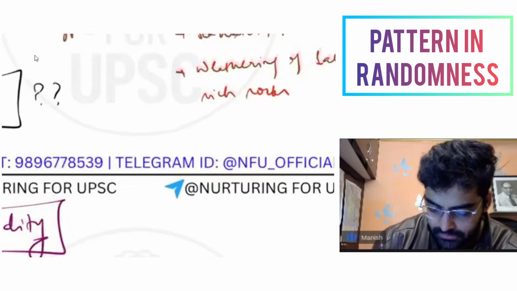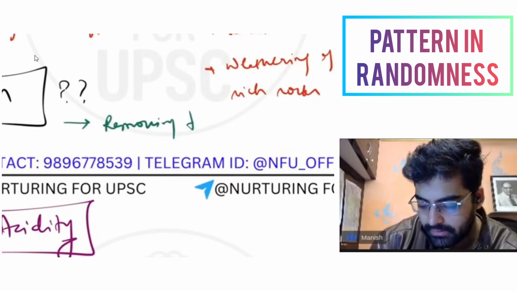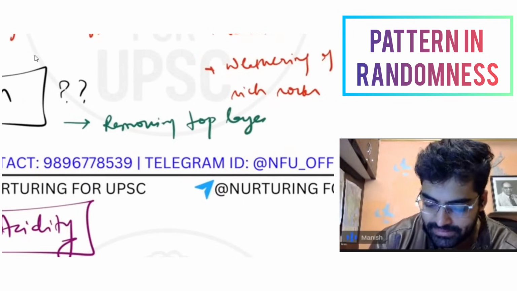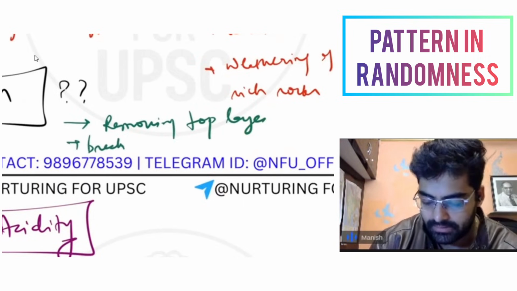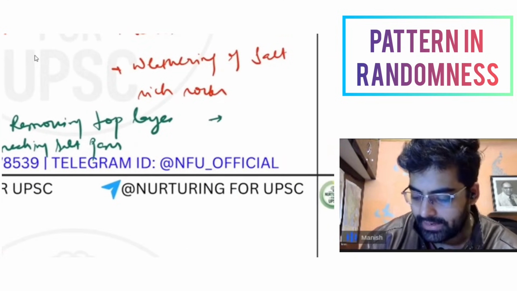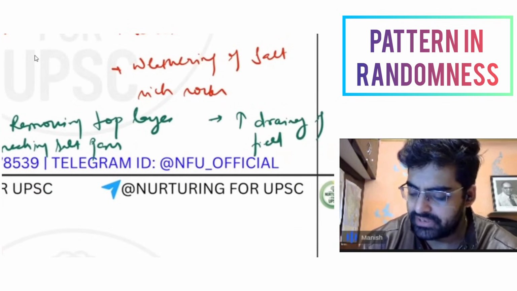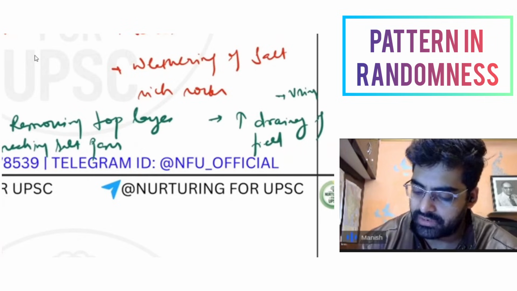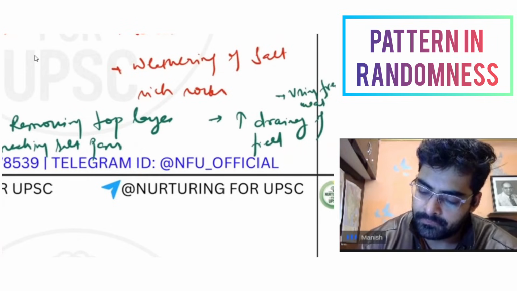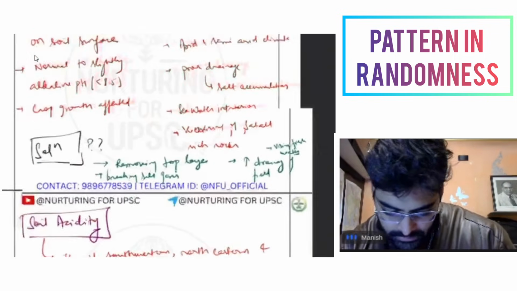So we have solutions like removing the top layer, breaking salt pans which are formed on the top layer. I hope you are writing all these points. And enhancing drainage of the field, or another can be using fresh water. Fresh water here means water having less salt.